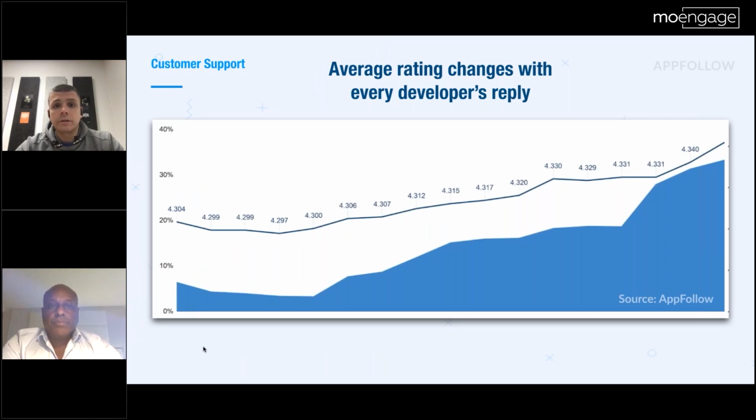An important thing to understand is that, as I showed earlier, the average rating changes with every developer's reply. So here you can see the more you reply to reviews, the higher the scale of your reviews management, the better your ratings on average get.